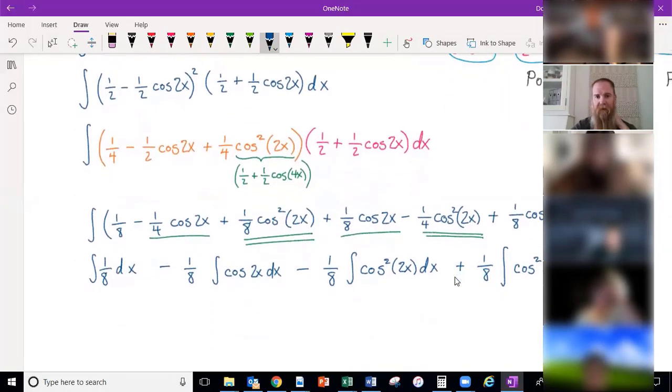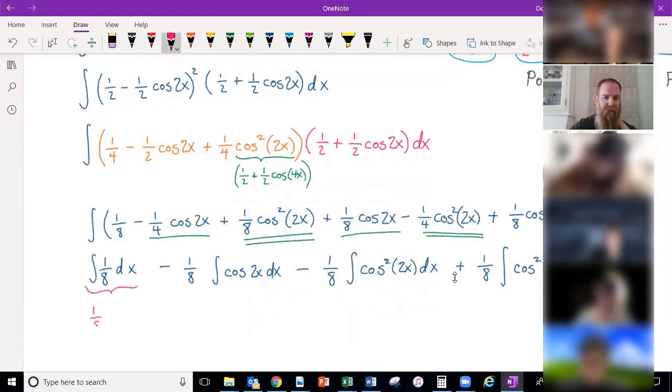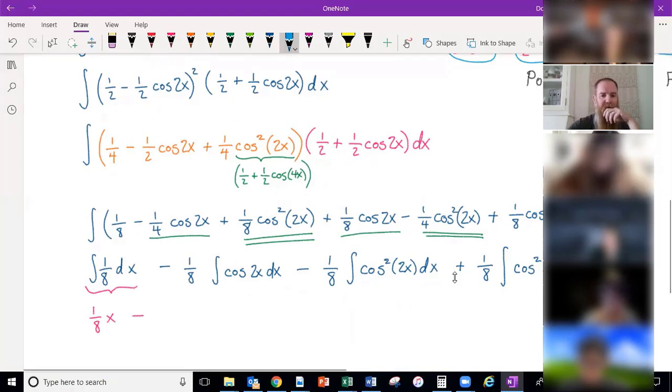Okay, well, I'm ready to start integrating a couple of these, shall we? So let's integrate this one. That's just 1/8 x minus. All right, we can now integrate this next one.